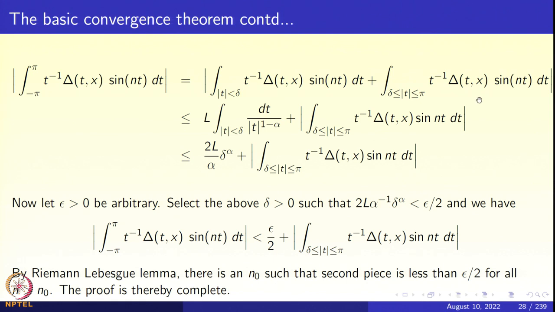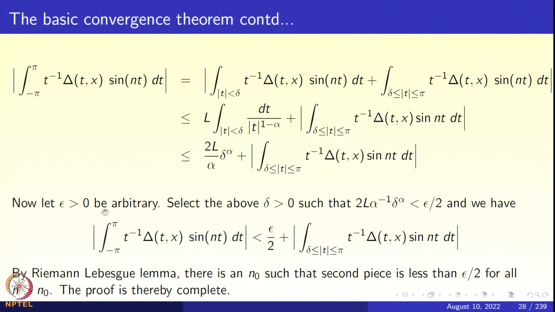Then the other integral, the integral over |t| between delta and pi of 1 upon t, capital delta_t f(x), sin nt dt. You compute this integral, it will be 2L upon alpha delta to the power alpha. Where does the 2 come from? It is an even function. Then the second piece, I have not done anything to the second piece yet.